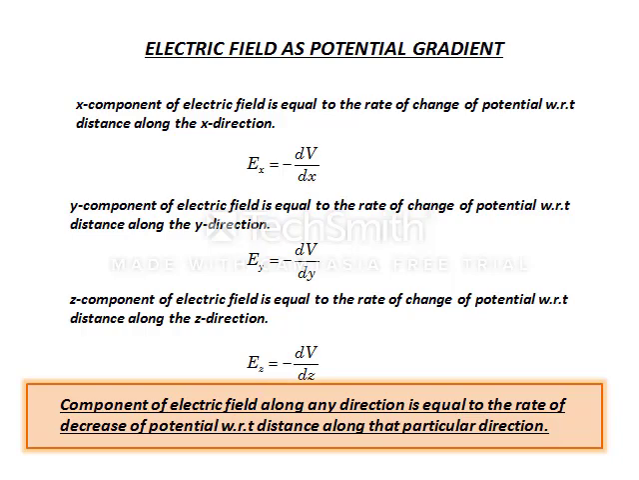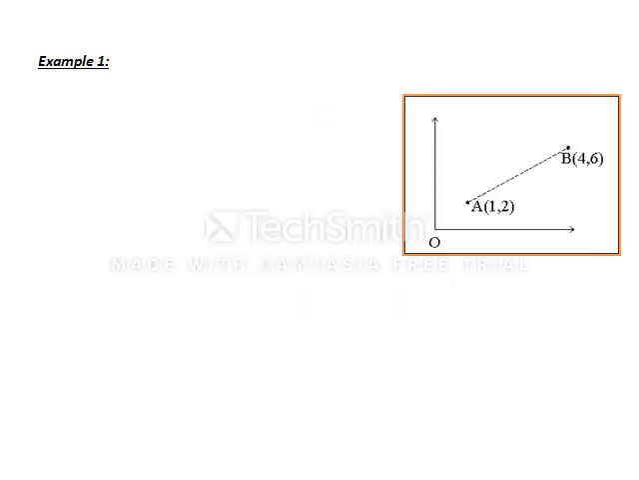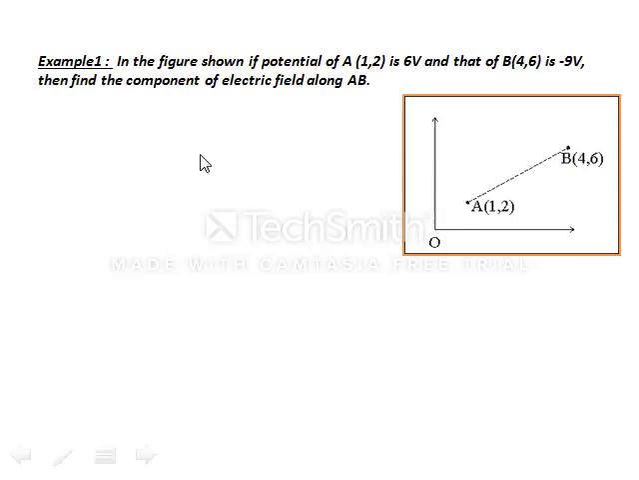Let's see this with an example. Now this is our coordinate system. This is the x-axis, this is the y-axis. It's understood, it's not mentioned here, but anyhow, it's the x-axis and the y-axis. Here there are 2 points, point A with coordinates (1, 2) and point B (4, 6). Suppose the potentials at A and B are given. In this figure, we are considering the potential at A to be 6 volt, and the potential at B to be minus 9 volt.